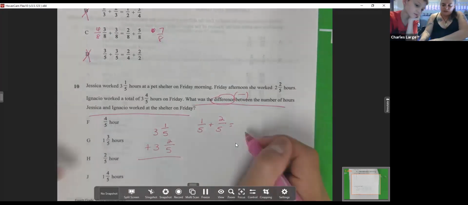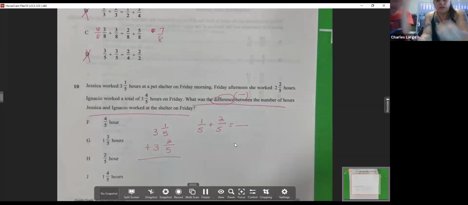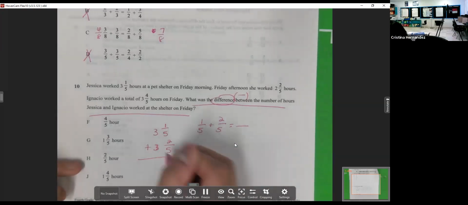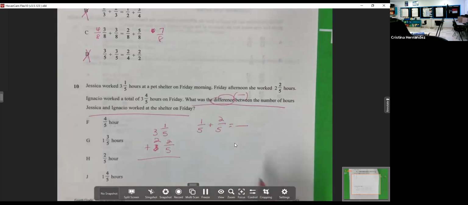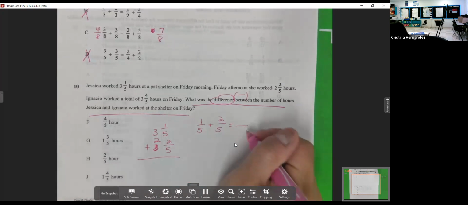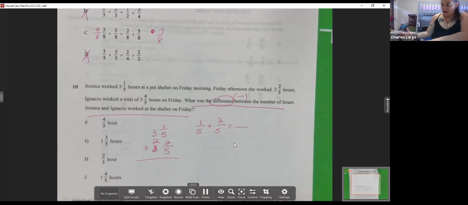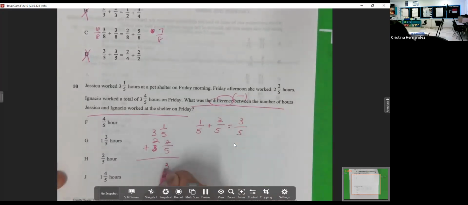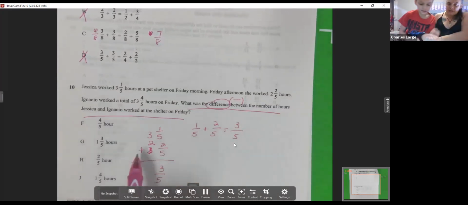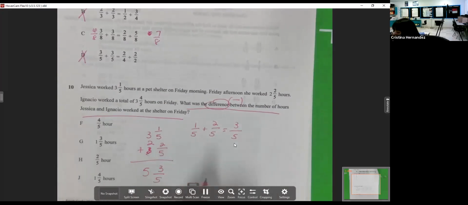Wait, that's wrong. It should have been a 2, sorry. My bad. Let's add these fractions here. 1/5 plus 2/5 is 3/5. Good job. 3 plus 2 is 5. Sorry, that looks sloppy. 5 and 3/5. Now we've got to find the difference from Ignacio.